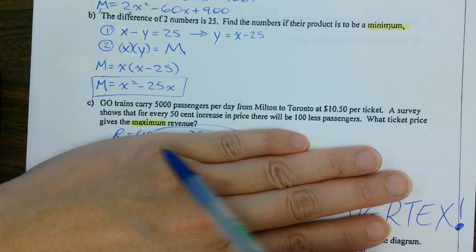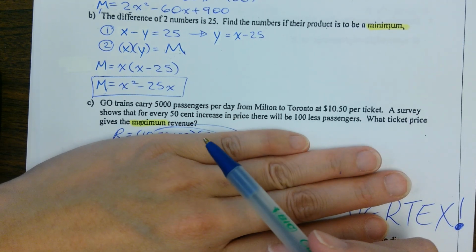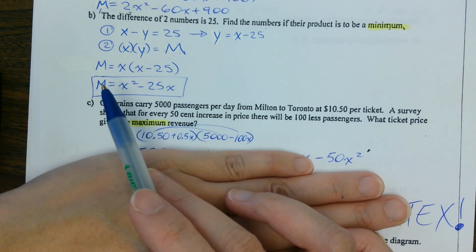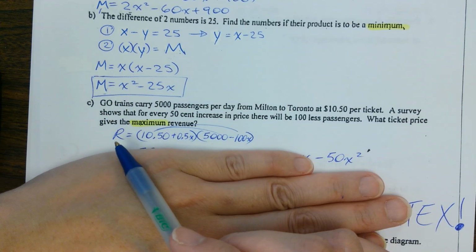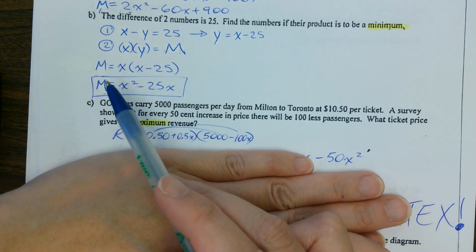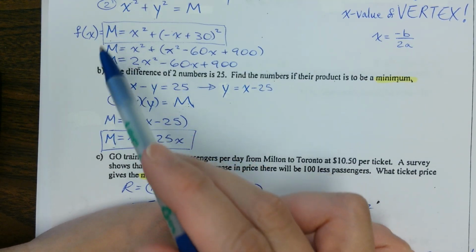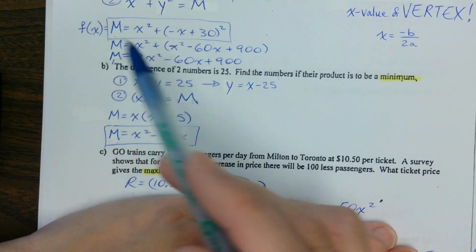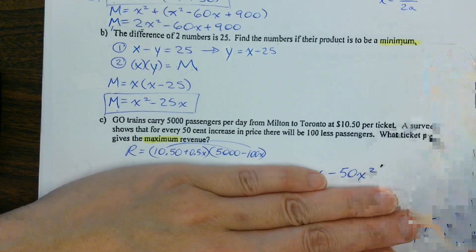So we did tons of these in class. So just like how we set it up here, we use M for minimum. I'm just using R for revenue. Okay. So again, it's this variable that you use. It doesn't matter what it is. Grade 11, we use f of x. Grade 10, use any. Right.